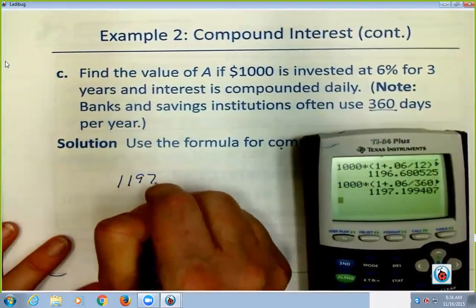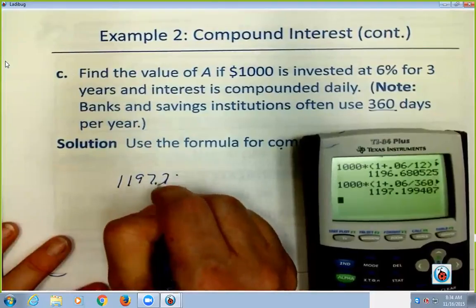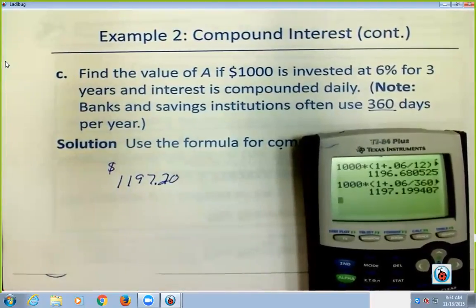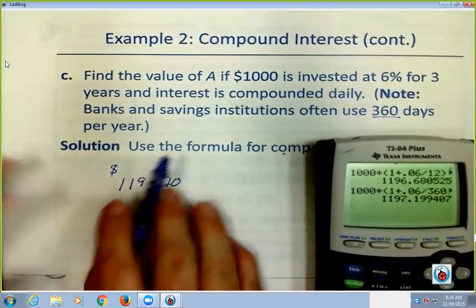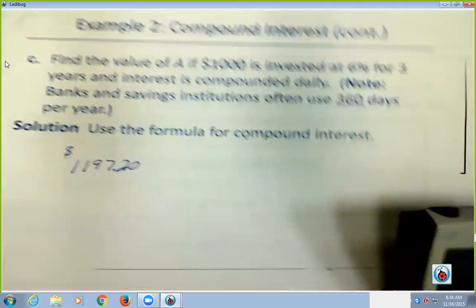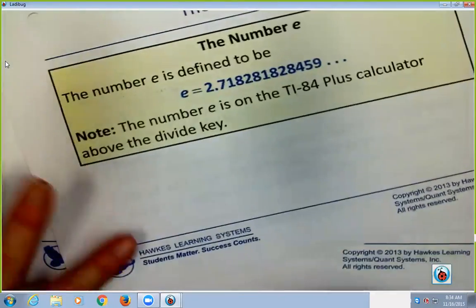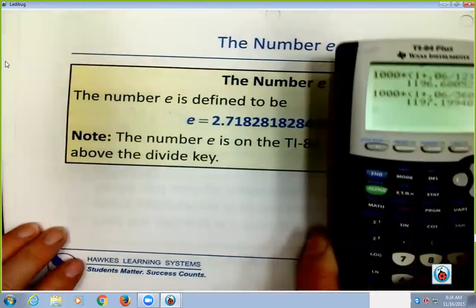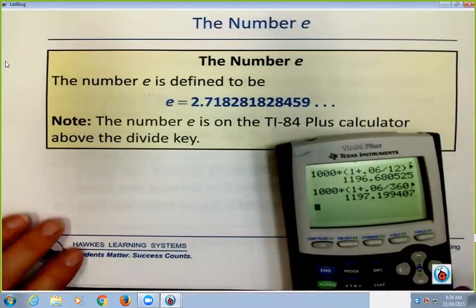Made a little more. Not a whole lot, but it changed. So if you get a chance to have it compounded daily, you might make an extra $1. Not a whole lot. So it doesn't make that much of a big difference. Now, if you had large sums of money, it would end up making a big difference in what you had there.